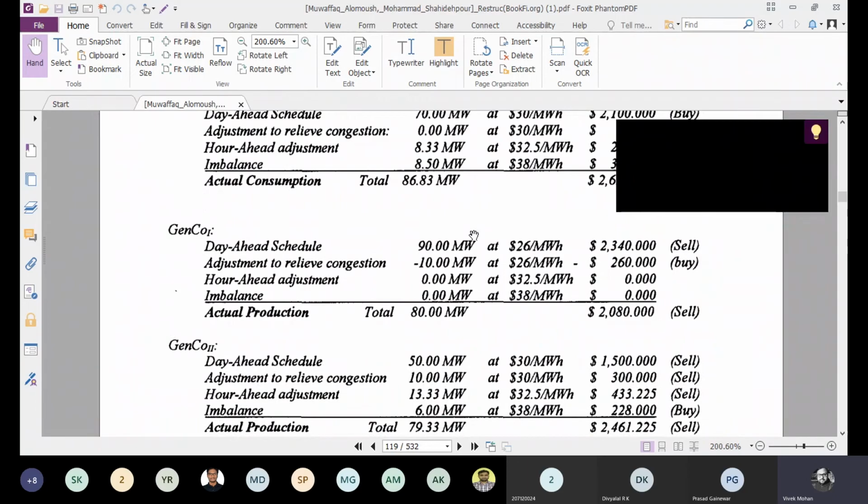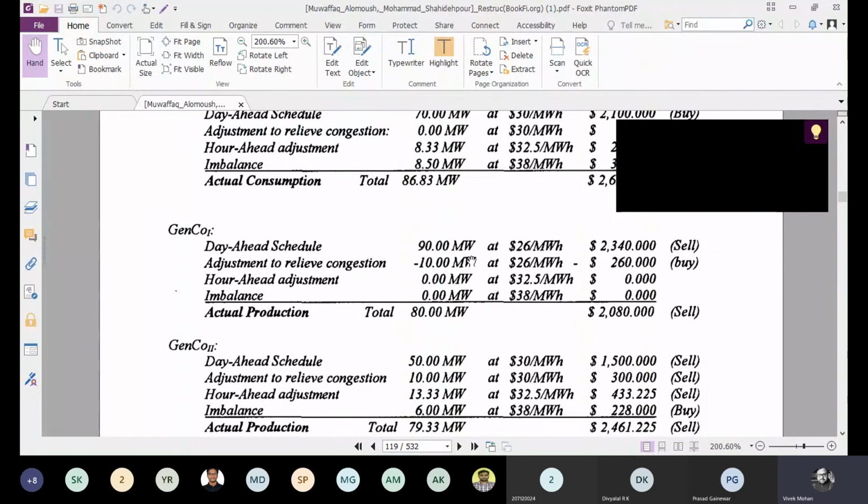Similarly for GENCO 1, what is done? Initially it was 90 megawatts. GENCO 1 was connected to zone 1, right? So the zonal price at zone 1 is $26 per megawatt hour. At $26 per megawatt hour, it is selling of energy, that is inflow of money, $2,340, right? Now adjustment to relieve congestion, again minus 10 megawatts. Again at the zonal price, the congestion is relieved, right?